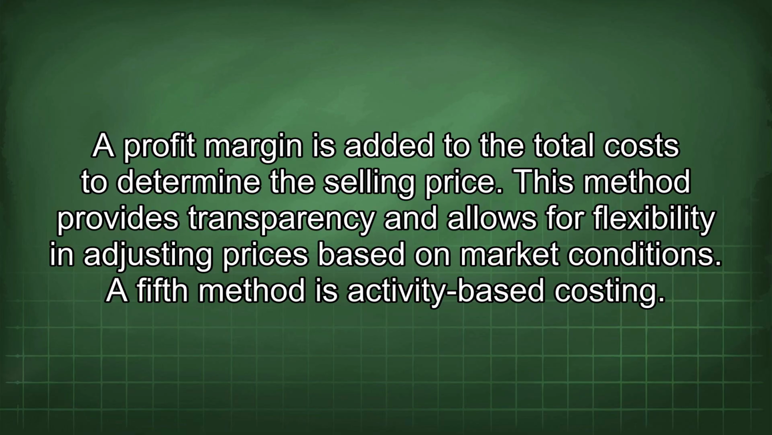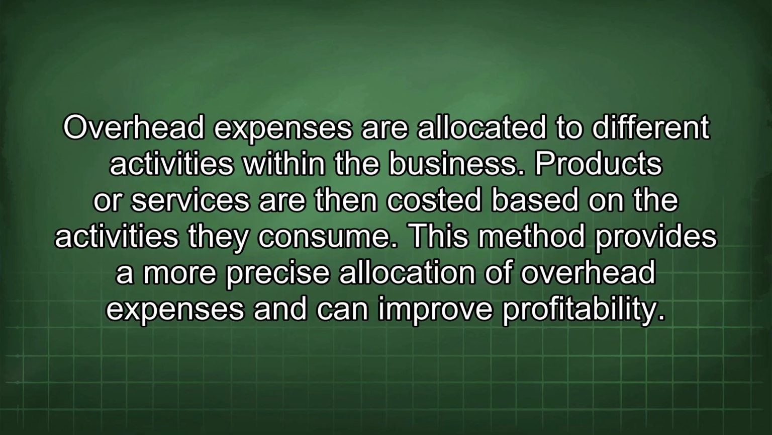A fifth method is activity-based costing. Overhead expenses are allocated to different activities within the business. Products or services are then costed based on the activities they consume. This method provides a more precise allocation of overhead expenses and can improve profitability.